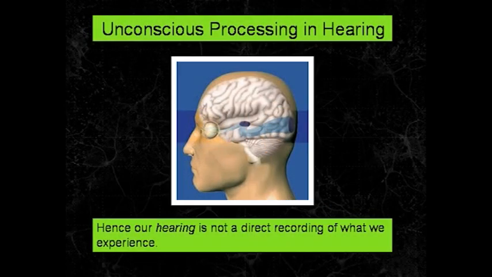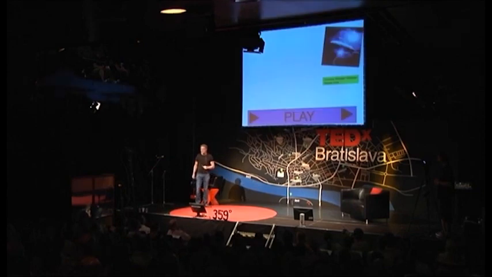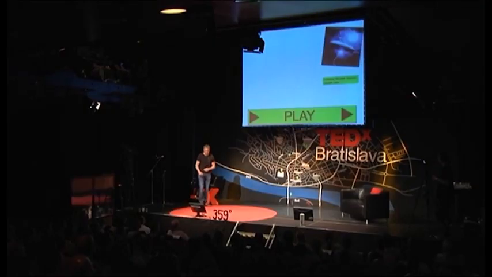Now, let me show you another example in hearing, just to show you that this is not just the way that our visual processing works, but our hearing is also, we take the auditory data that comes into our ears, and just as our brain plays games with us to construct an image in vision, it does the same thing in audio. Listen to this song. Some of you may recognize it. It's by Led Zeppelin, Stairway to Heaven, and it's now playing. One more time.